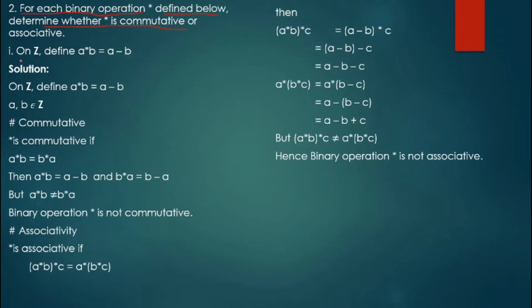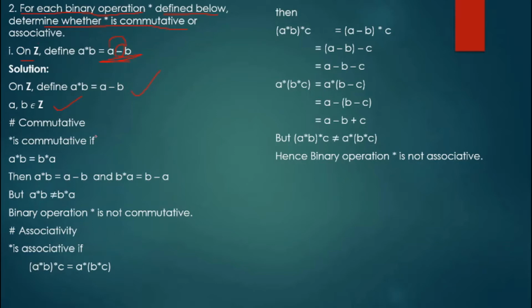Our first question is on Z, that is, the set of integers. Define A star B is equal to A minus B. So here a binary operation relates A and B by this minus. Solution: we write the given. We know that A and B belong to Z.